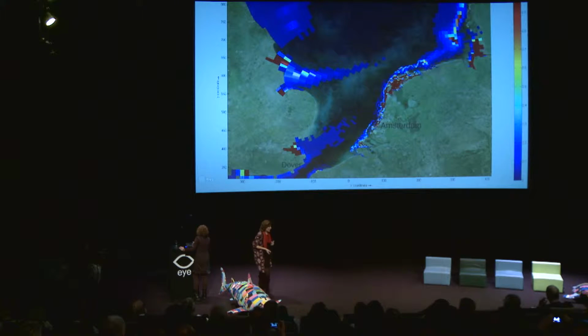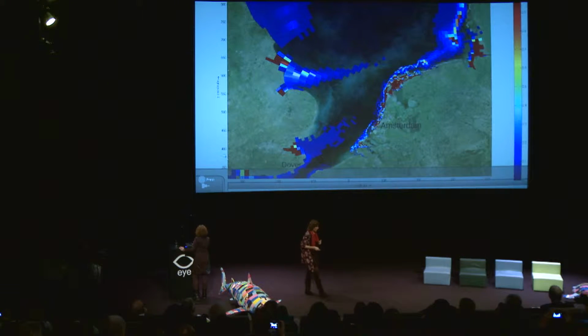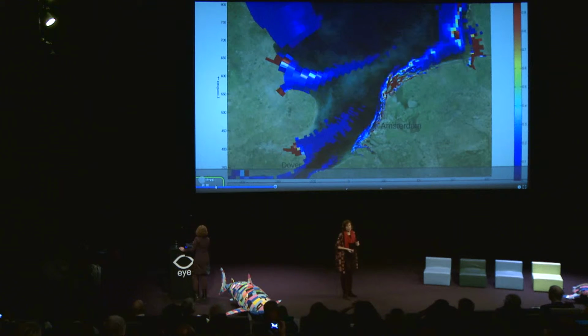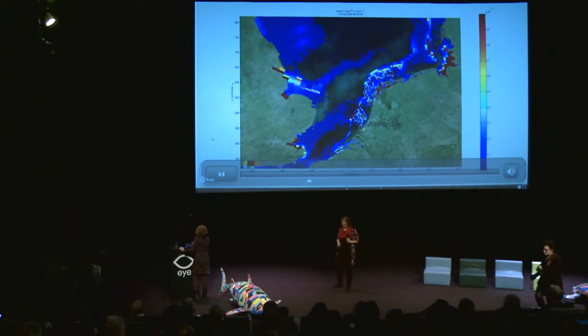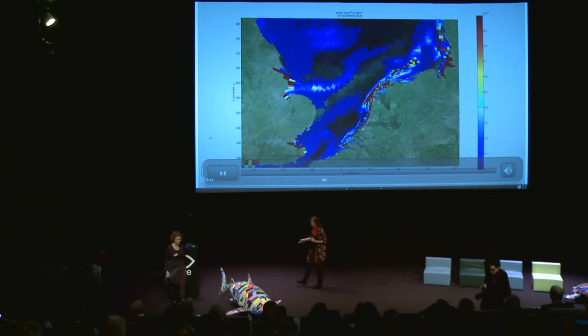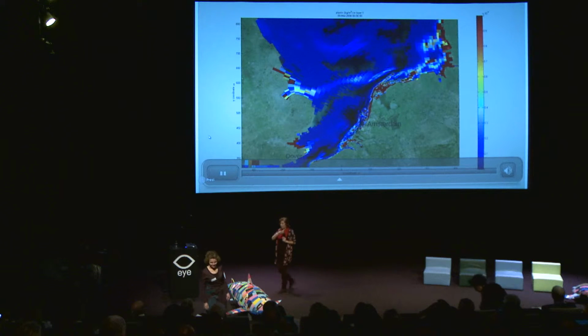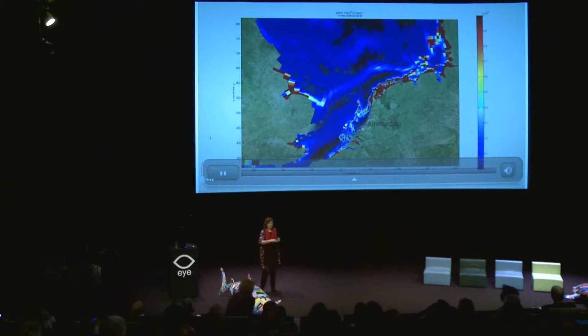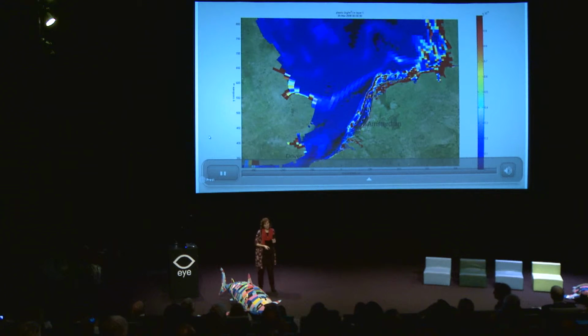So in that case, if we discharge plastics in the river as river inputs, because the rivers are an important pathway for the plastic, then they circulate with this circulation. They end up mainly along the coast and in other areas of accumulation zone.